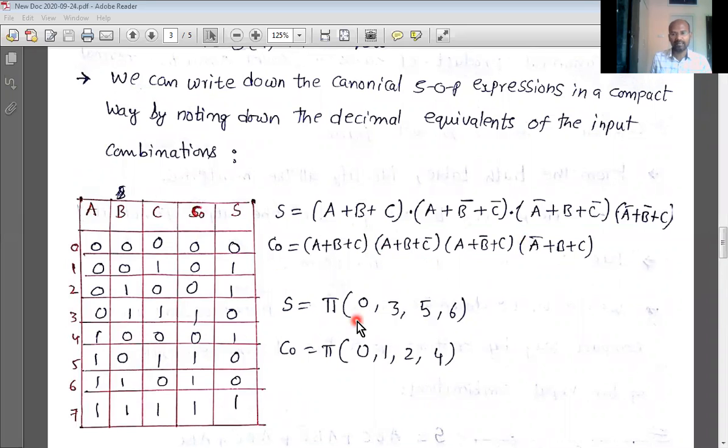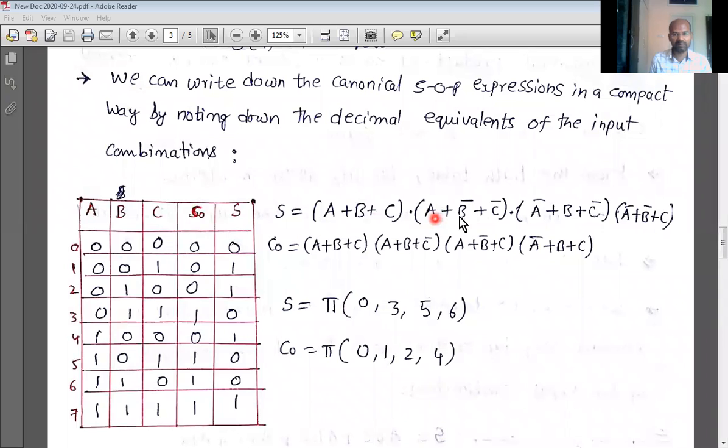These two can be represented in a compact way like this. S equal to, since these are sum terms which are multiplied, this term is multiplied with this one and this is also multiplied. So a product operation is happening between all these terms. So this is the product symbol, and we write down the decimal equivalent. What is the decimal equivalent for this A, B, C, A plus B plus C? This corresponds to 0. So we write down 0.